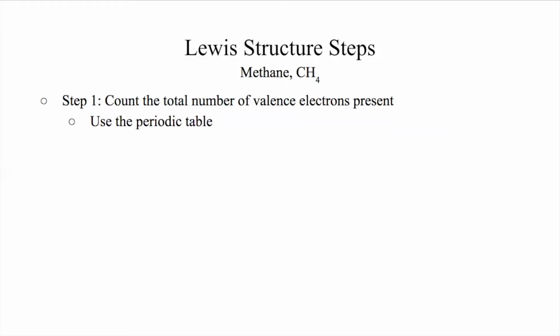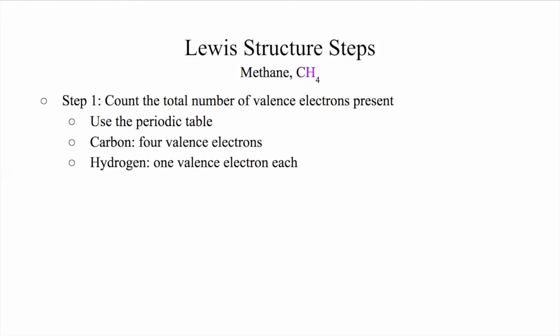Remember that the number of valence electrons carried by each atom can be found using the periodic table. Carbon is in family 4A, so it carries 4 valence electrons. Hydrogen is in family 1A, so each hydrogen atom carries 1 valence electron. 4 plus 4 times 1 gives us a total of 8. This is the number of valence electrons we'll use to draw our Lewis structure. We cannot go above or below this total.